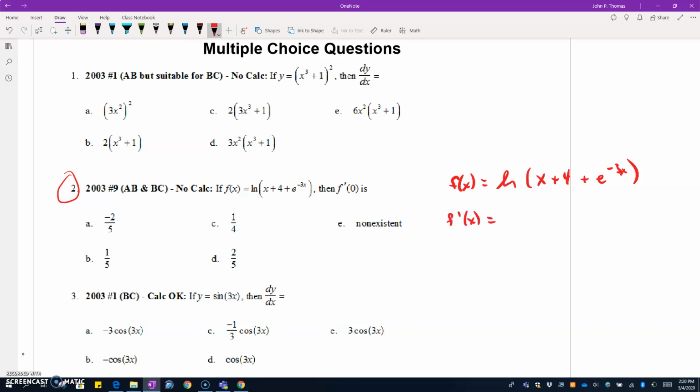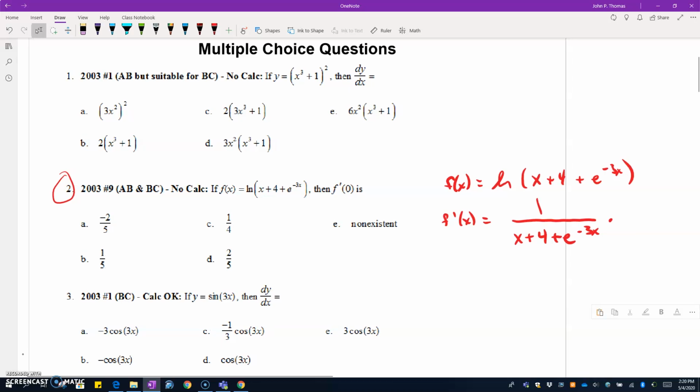So first thing we have 1 over everything on the inside. Alright, that's the derivative of the outside evaluated at the inside. Then we're going to have to multiply by the derivative of the inside. So the derivative of the inside, derivative of x is 1. The derivative of 4 is 0.